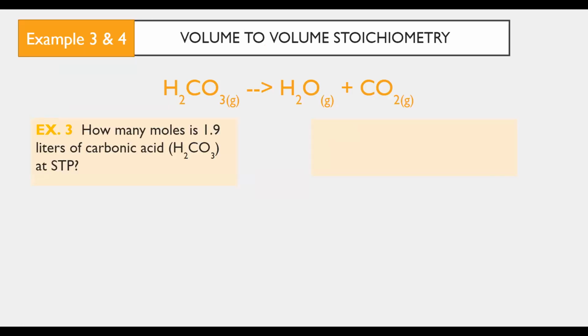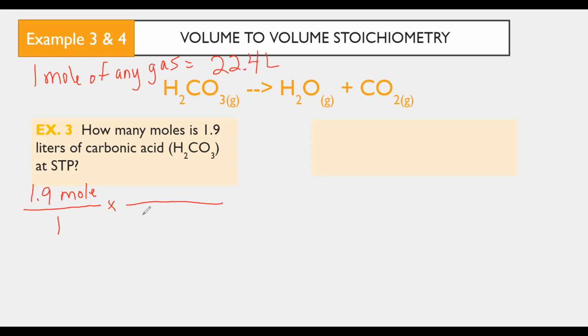All right, example number 3. How many moles are in 1.9 liters of carbonic acid at STP? Again, standard temperature and pressure. So we know we have 1.9 moles of our carbonic acid. And remember we said 1 mole of any gas is equal to 22.4 liters.